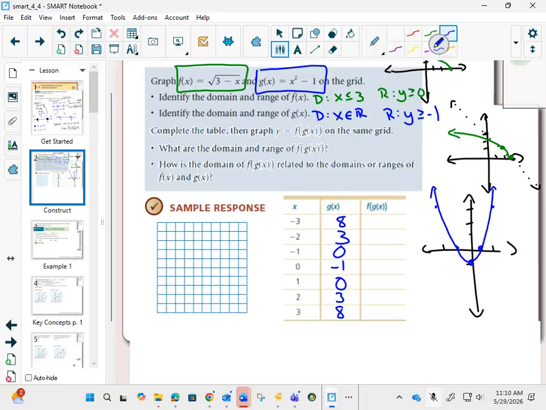Then f of g of x is just f of 8, f of 3, f of 0, right? Because we figured out the g of x first. So when I try to do f of 8 on my green graph, that's not possible, because if I plug in 8, 3 minus 8 would be -5. I can't take the square root of -5.